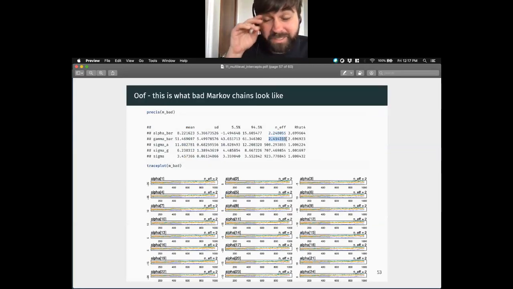It's now really uncertain where those averages are for countries. And the R hats should be close to 1, and they are very far away from 1. It looks like I did an okay job with my sigma parameters. My effective sample sizes and my R hats aren't terrible there, but for the centers of these distributions, they were awful. So let's look at what a bad chain looks like.